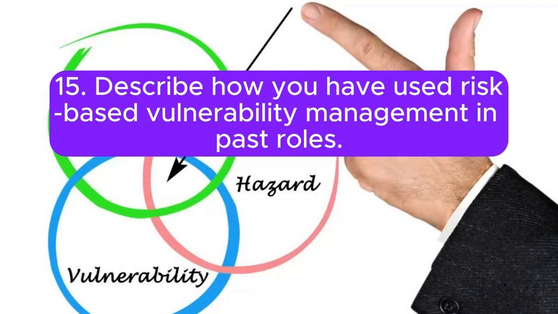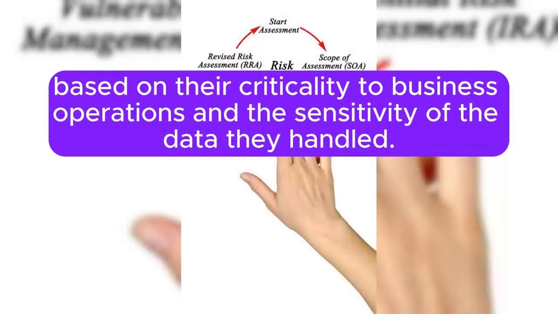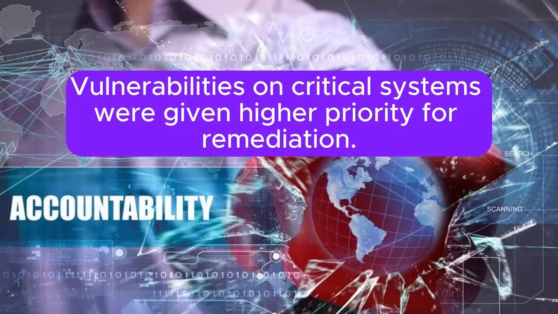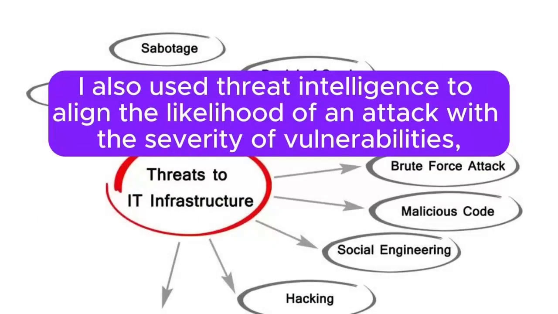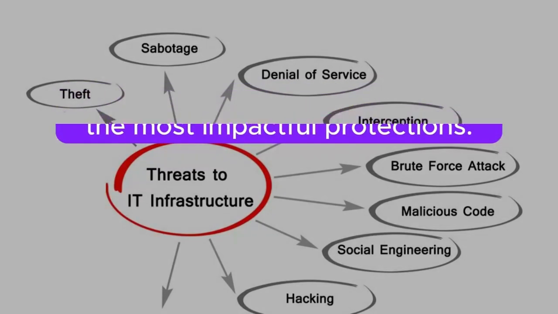15. Describe how you have used risk-based vulnerability management in past roles. Answer: In previous roles, I implemented risk-based vulnerability management by classifying assets based on their criticality to business operations and the sensitivity of the data they handle. Vulnerabilities on critical systems were given higher priority for remediation. I also use threat intelligence to align the likelihood of an attack with the severity of vulnerabilities, optimizing the use of resources for the most impactful protections.